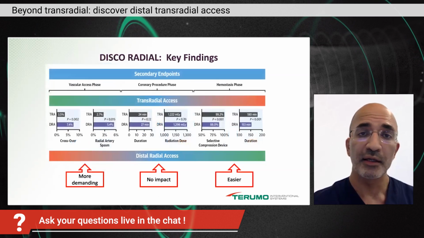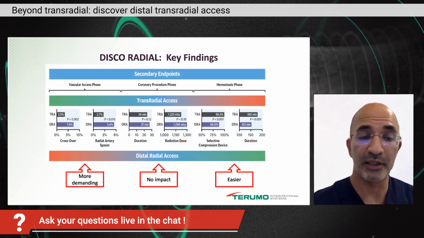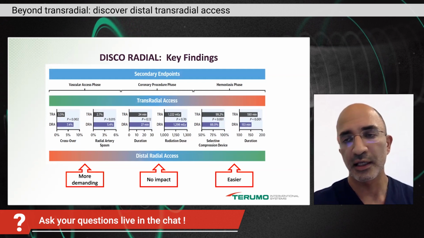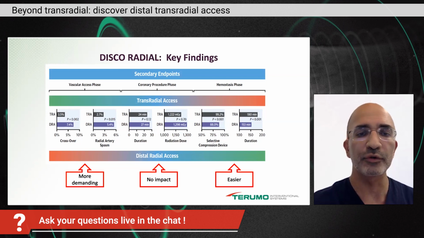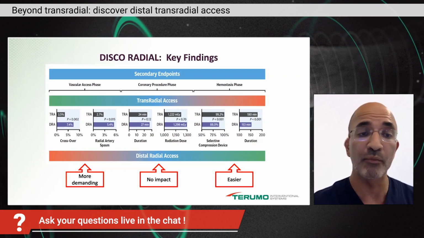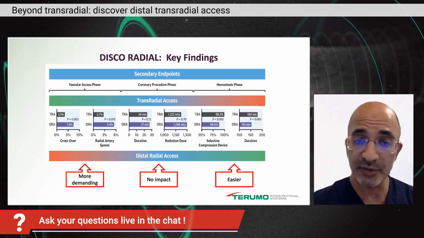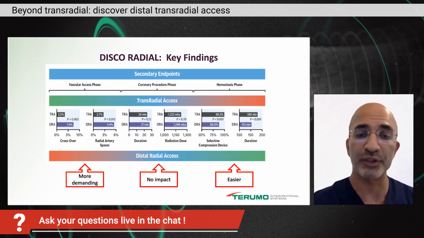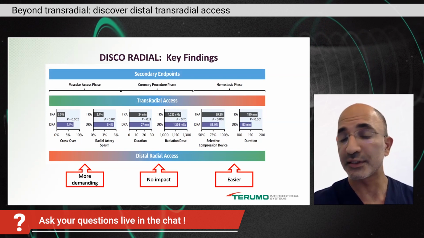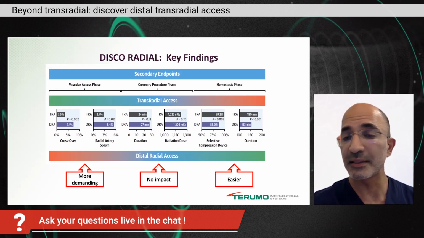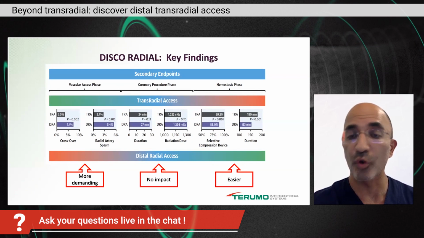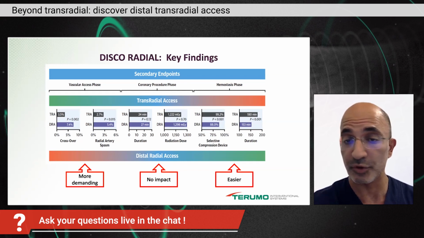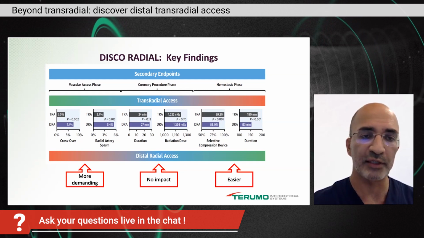If we look at the secondary endpoint, the key finding is that, of course, distal radial access, due to the smaller size and also the less predictable course of the distal radial artery, is more demanding, with more crossover, more radial artery spasm. Although once you get the access, it has no impact on procedural duration or radiation dose. And we see that hemostasis seems to be easier, with a shorter hemostasis time and less frequent use of a compressive device, with sometimes just manual compression in some of the cases.